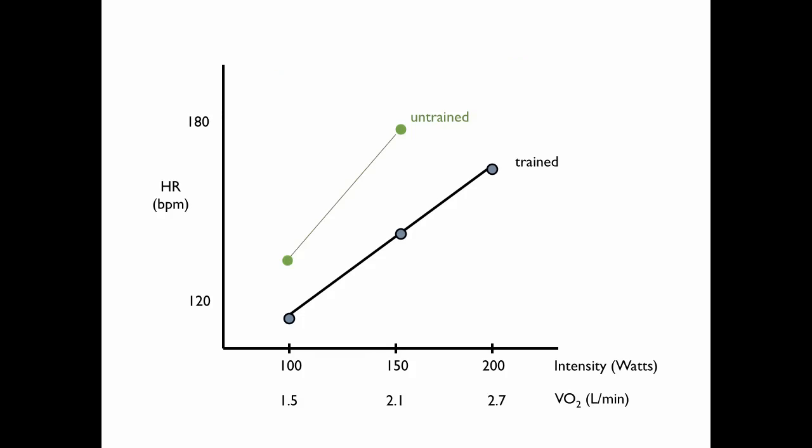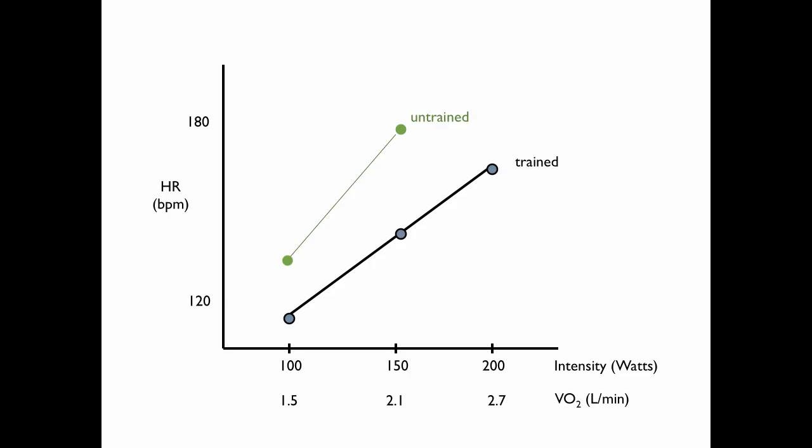If we take someone who's working at, let's say, a VO2 of 1.5 liters per minute, to deliver and use that amount of oxygen, a trained person requires a lower heart rate because their stroke volume is higher, so the amount of blood pumped per beat is higher, and their ability to extract oxygen from that blood is also higher. Their heart doesn't have to beat as quickly to deliver and use the same amount of oxygen compared to an untrained person, shown here in green, who has a higher heart rate at any given exercise intensity.